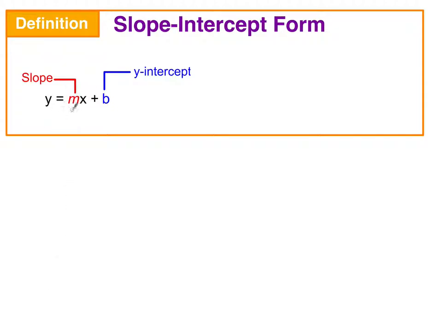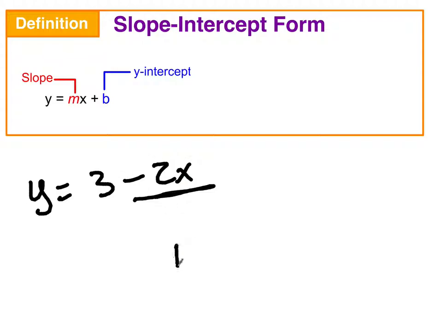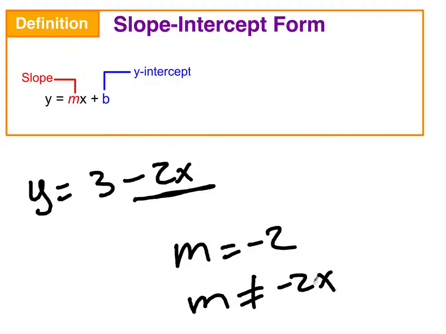The slope is the value that goes with x. So if you have something that looks like this, the slope is the part that goes with x. The slope is negative 2. The slope is not negative 2x, it's just negative 2. It's the coefficient of that term. And then the y-intercept is the other part.